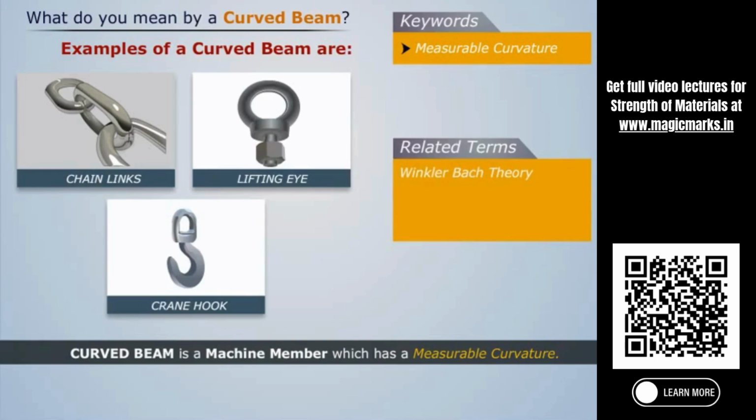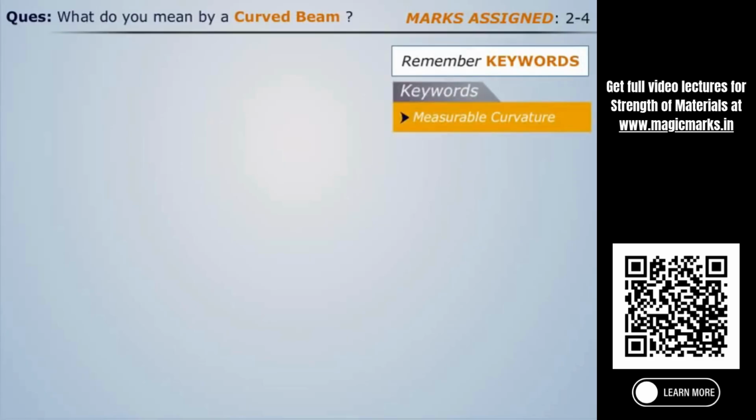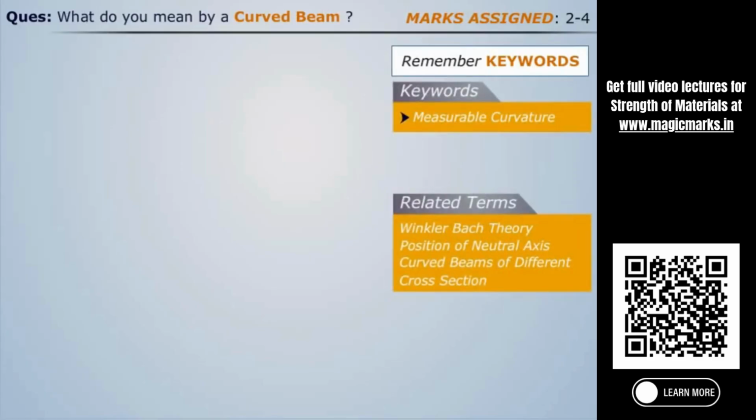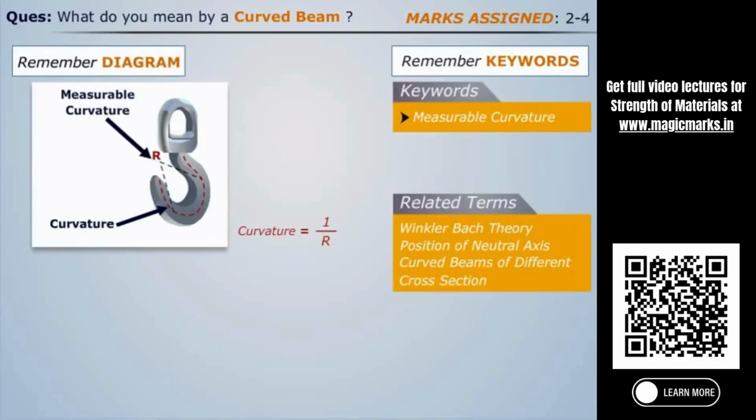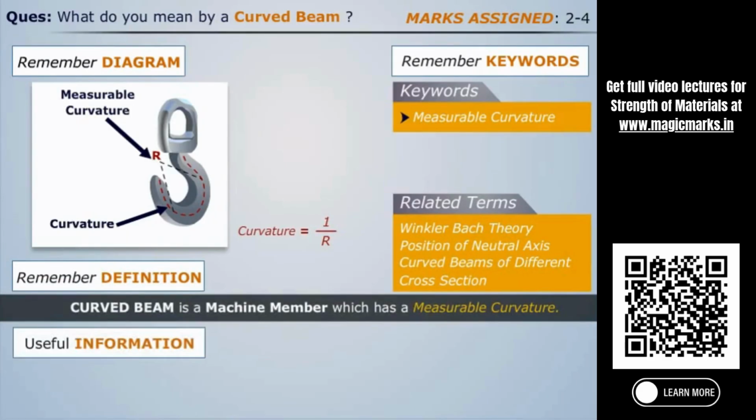Related terms are Winkler-Bach theory, position of neutral axis, curved beams of different cross-section. Question. Remember keywords. Related terms are remember diagram, remember definition, useful information.